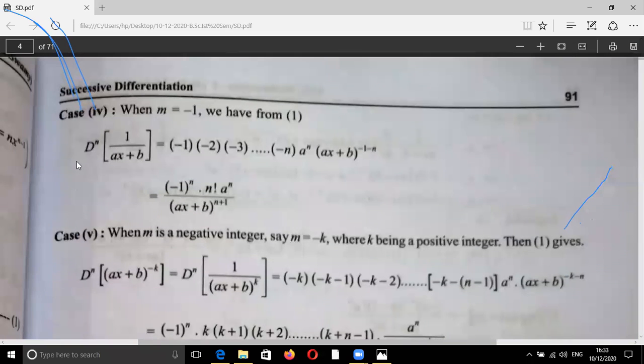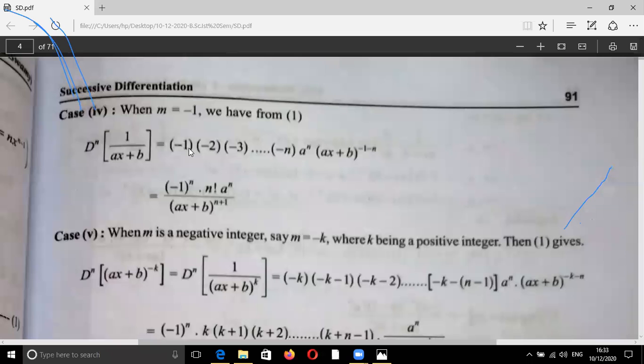Now, the first one is m equal to 1, the second one is m greater than n, and the third one is m less than n, and here you are getting m equal to minus 1. Now, you see from 1, if you substitute the value, you are getting (ax+b) to the power minus 1 here. Now, if you replace that m by minus 1, you are getting minus 1 into minus 2 into minus 3, so on to minus n. Now from each component you take minus 1 as common. How many terms are there? n terms. You can write minus 1 to the power n.